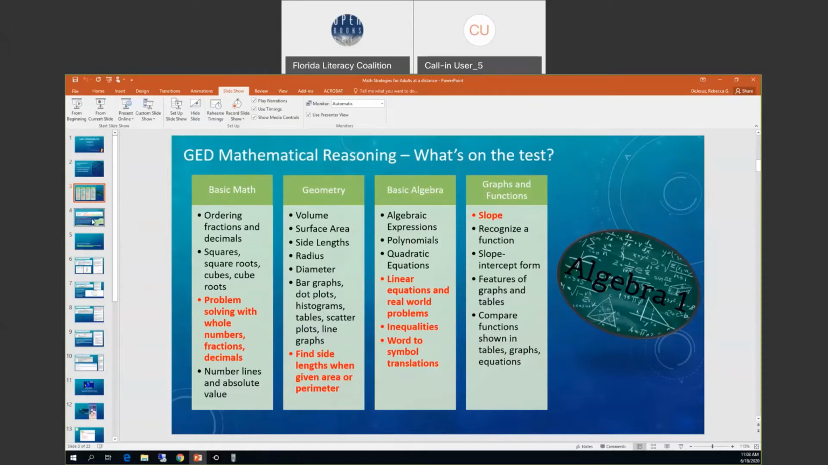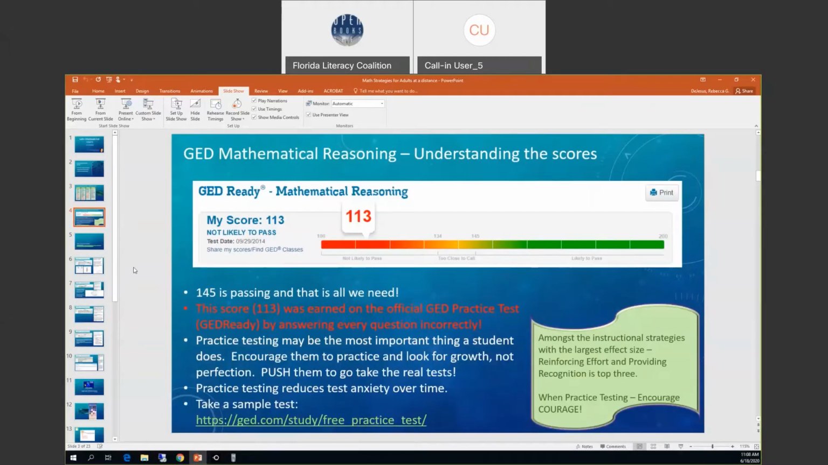So we've organized that, and I'll make mention of that later. All right, let's talk about understanding the scores very briefly. This is what it looks like. This little red, yellow, and green bar is what students will see after they take the GED practice test. So you are going to see this nice score of 113.